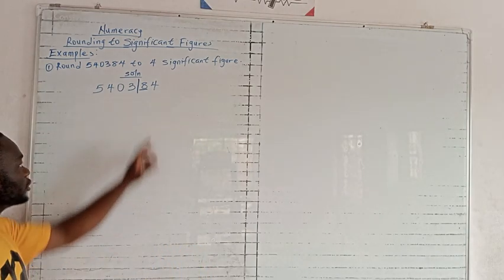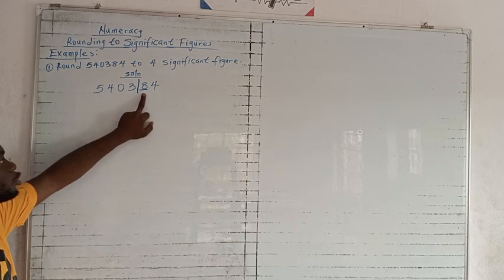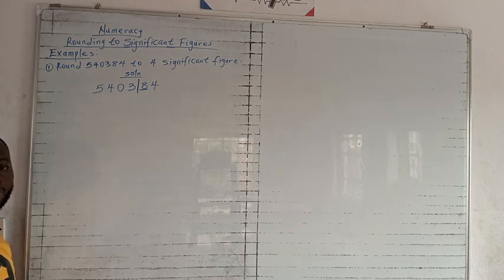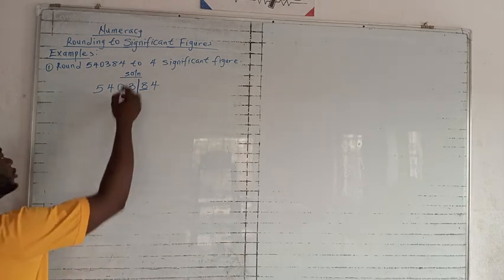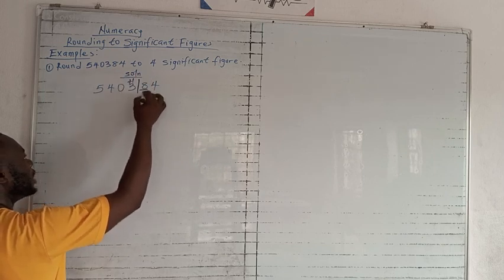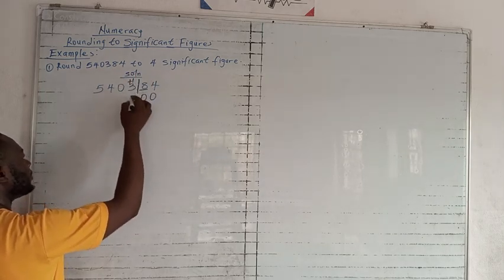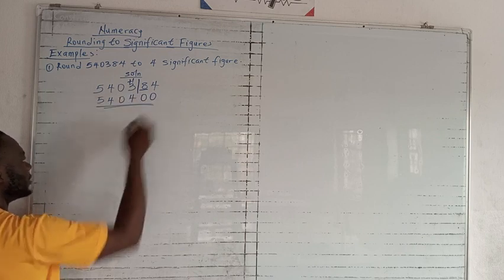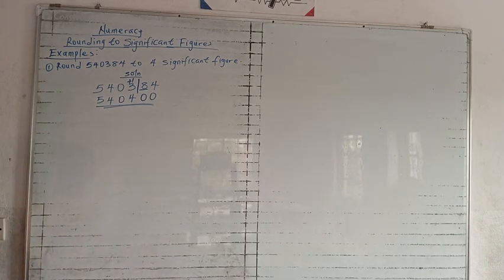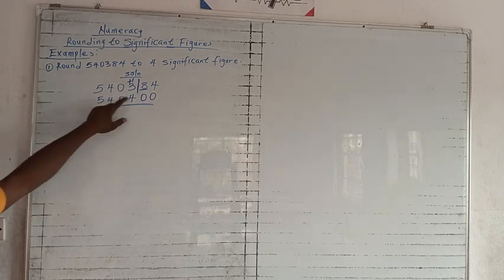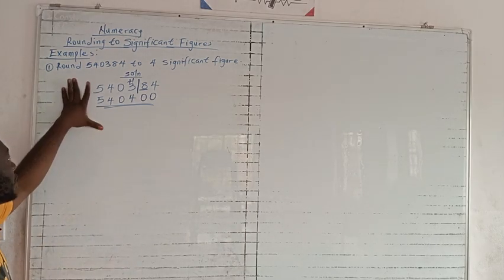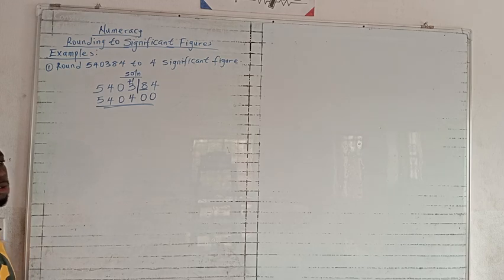Looking at the digit of consideration, which is 8, what group does 8 belong to, group A or group B? Group B, right? So we round up, meaning that we add 1 to 3. The digits after become 0, 0. 3 plus 1 is 4, so we have 540,400, and this becomes our answer. So 540,384 rounded to four significant figures is 540,400. That's how to round whole numbers to significant figures.